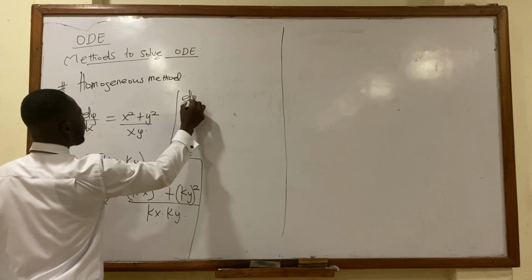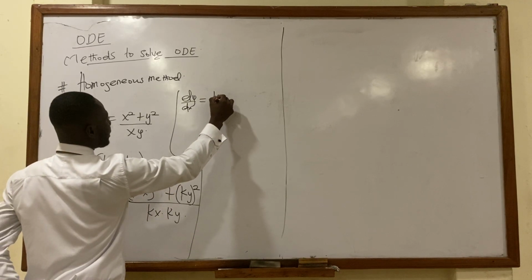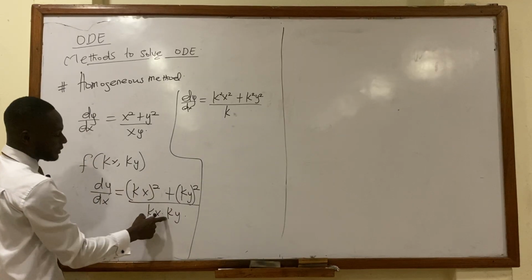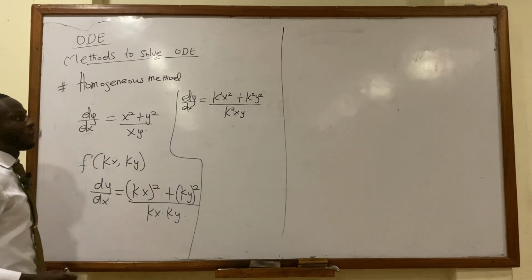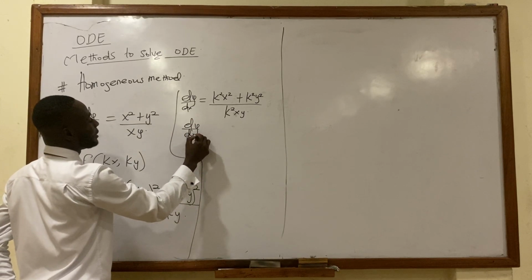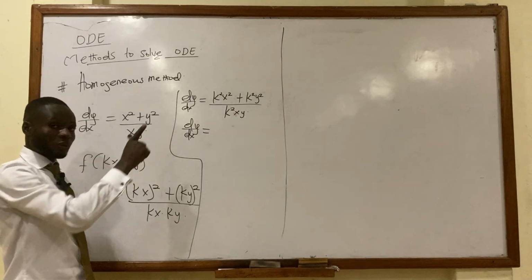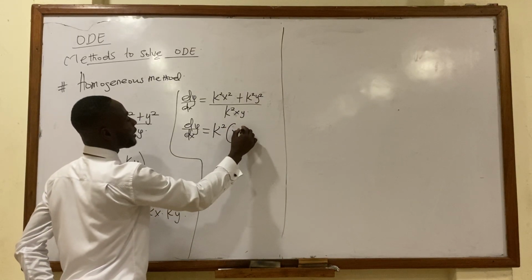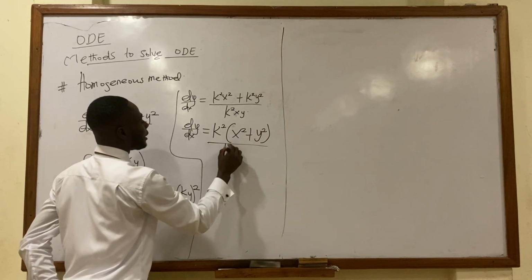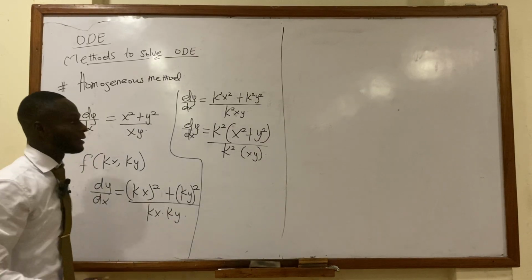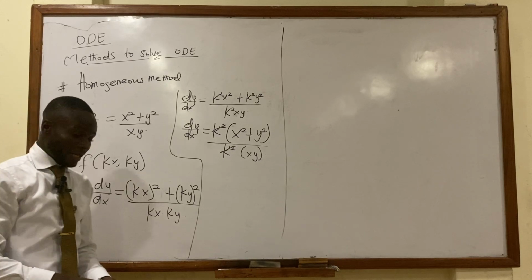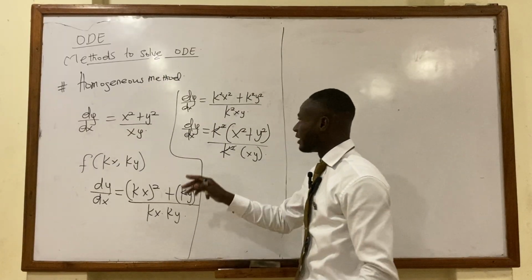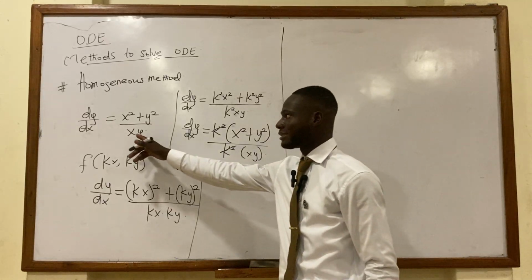So we can basically see that this is homogeneous because we're going to have dy/dx equals k squared x squared plus k squared y squared all over k times k, which will give us k squared xy, right? So now we have dy/dx is equal to, you can see that k squared is common at the numerator, and k squared is here as well. So we factor k squared out, we have x squared plus y squared all over k squared xy, right? So we can see that the variable that we introduced to the function has been able to cancel out completely without leaving anything in it, right? So we can see that this function is indeed homogeneous.